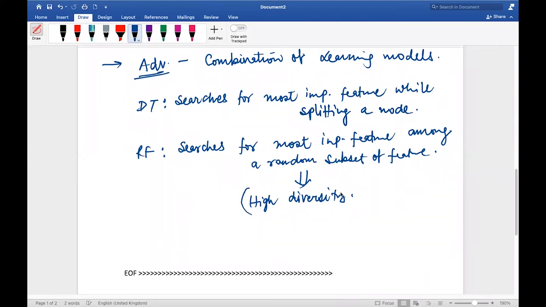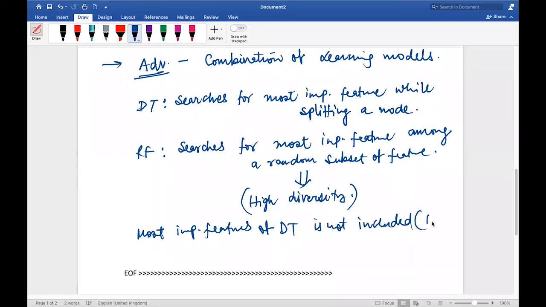That means here I can say that there is a high diversity. The reason I have already told you, I am not writing here. Let's say the most important features of a decision tree are not included. Let's say by chance, because it is random, right? I cannot say that it will not be included, or that it will be included, but by chance I'm saying it is not included in any of the decision trees. So let's say in the third decision tree, my most important features are not there, right? Then also the split will happen.